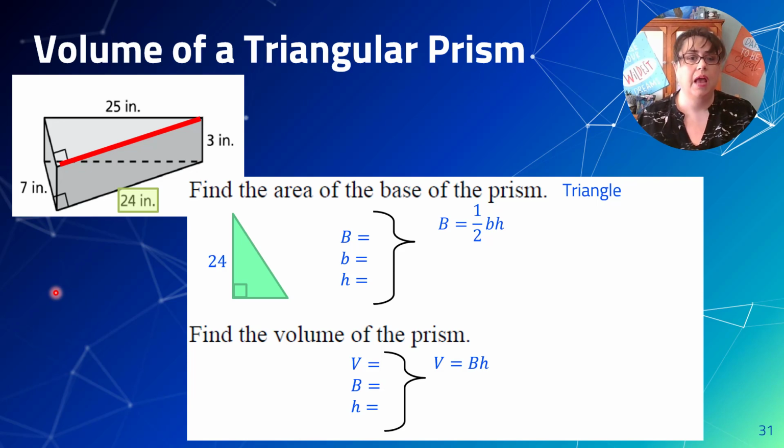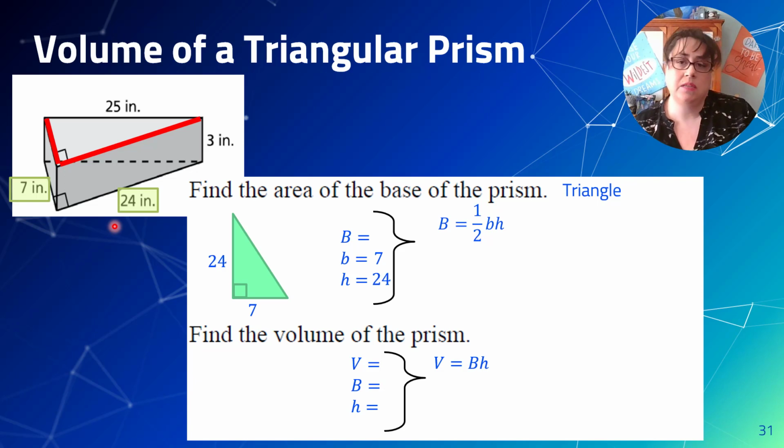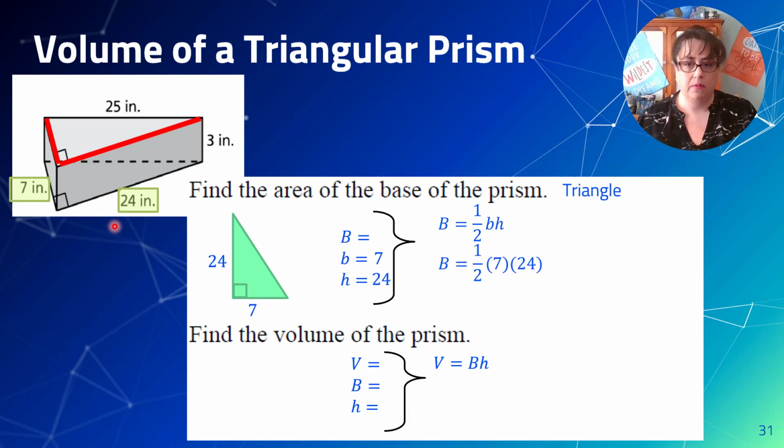So that's 24. How do I know that that's 24 and that 24 is the same? Because they're parallel. So at 24 and at 7 is where they meet at 90 degrees. So which one's base and which one's height doesn't really matter because they're being multiplied together and we can multiply in either order. So I'm going to substitute that in and then I'm going to evaluate. I did 1/2 of 24 to get 12. And so my base area is 84.